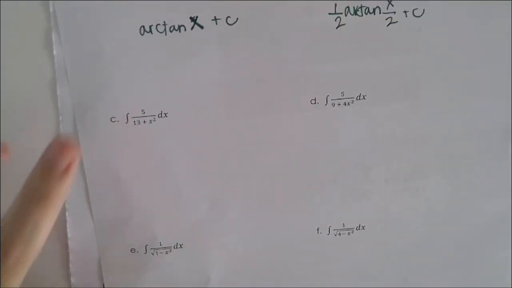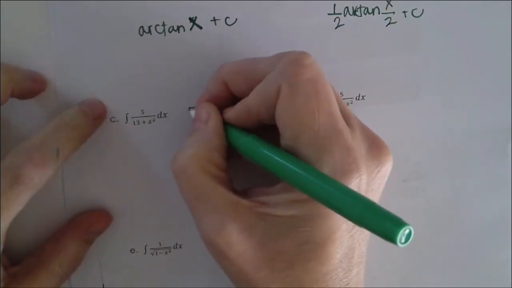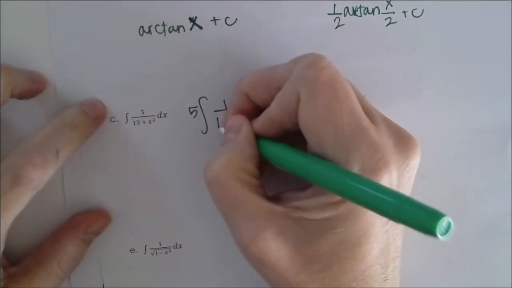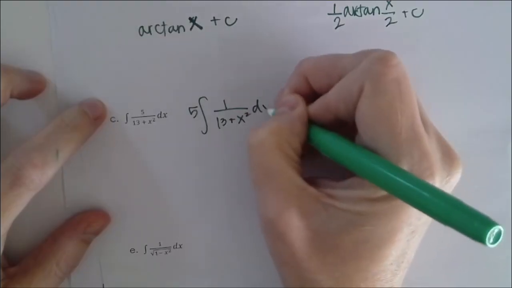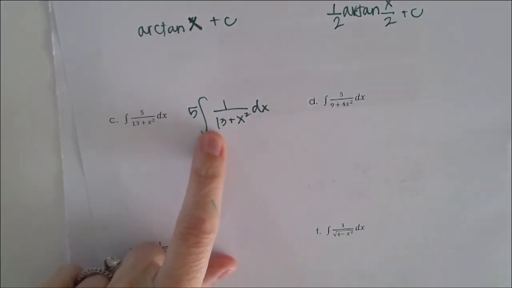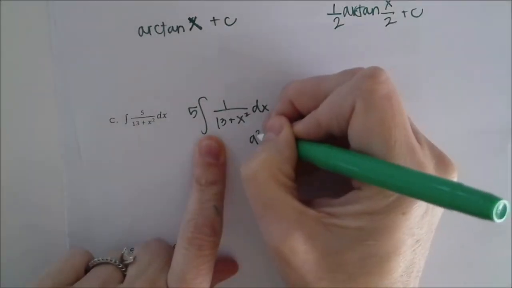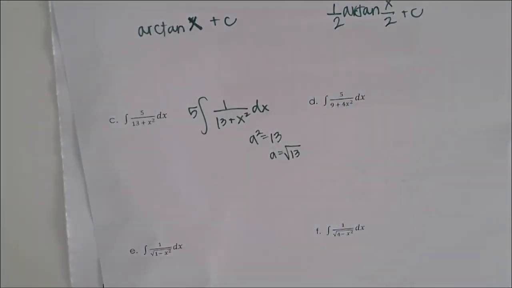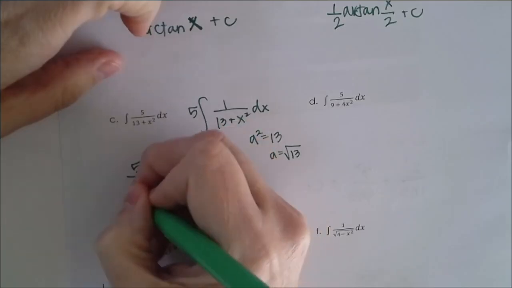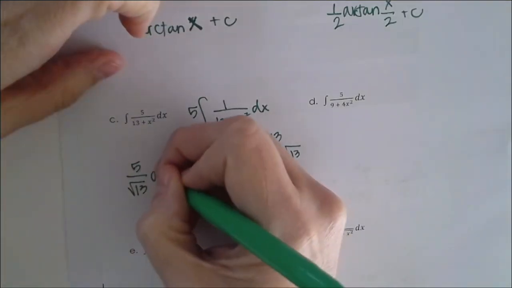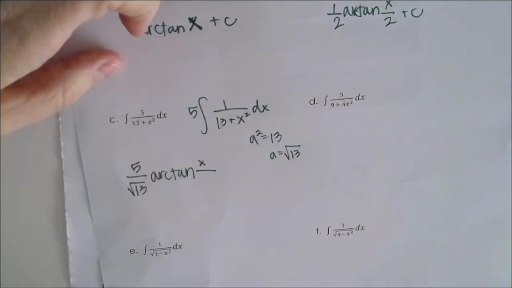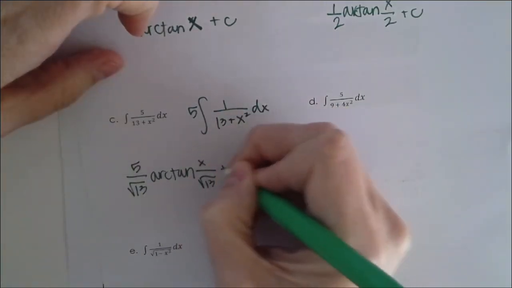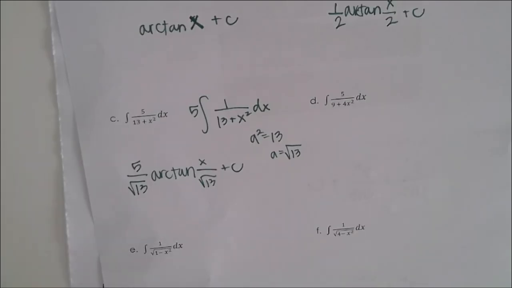Next one, a little messier. We can make the 5 come out into the front so it looks a little closer to what we're used to with our arctangents. The only problem is this 13 is not a nice, pretty, perfect square, but we can still work with it just like we have been. a squared is 13, so that means our a is the square root of 13. It doesn't look super pretty, but it is what it is. So we've got 5 times 1 over a, so I'm just going to go ahead and call that 5 over root 13. Arctangent x over a, which is the square root of 13, plus the c. So it looks a little nastier, but not really any more difficult.